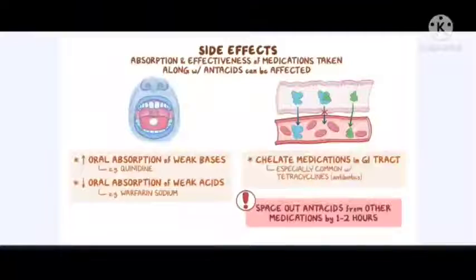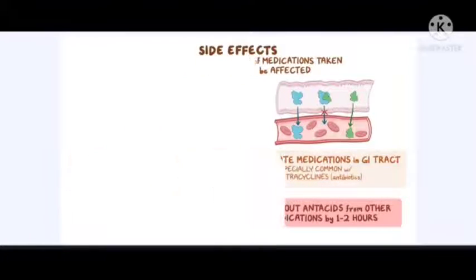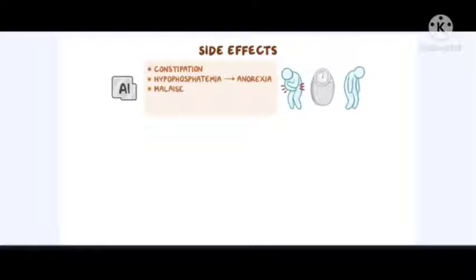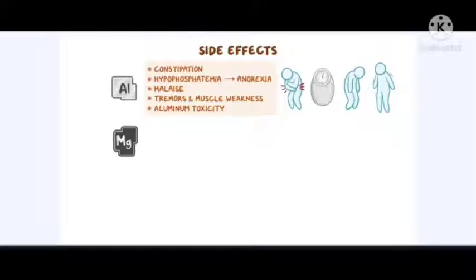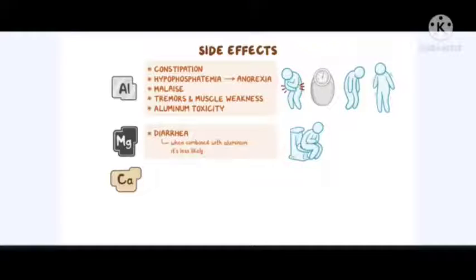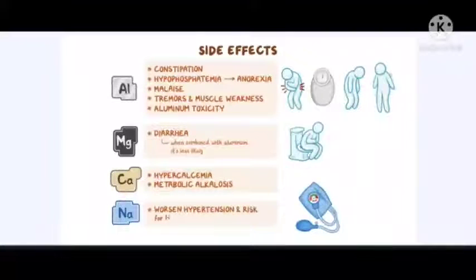Depending on the medication's compound, side effects can vary amongst different types of antacids. For aluminum-based antacids, constipation, hypophosphatemia, which can manifest as anorexia, malaise, tremors and muscle weakness, and aluminum toxicity with prolonged use can occur. A common side effect of magnesium-based antacids is diarrhea. However, when combined with an aluminum-based compound, it is less likely to occur. Calcium-based antacids can cause hypercalcemia and metabolic alkalosis, and sodium bicarbonate antacids have the potential to worsen hypertension and the risk for heart failure, largely because of the sodium content it contains.